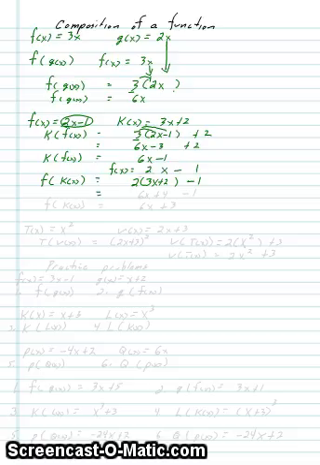Now simplify, we distribute. 2 times 3x is 6x. 2 times plus 2 is plus 4. Bring down the subtract 1. Simplify, 6x plus 4 minus 1 is 3. So there's f of k of x: 6x plus 3.